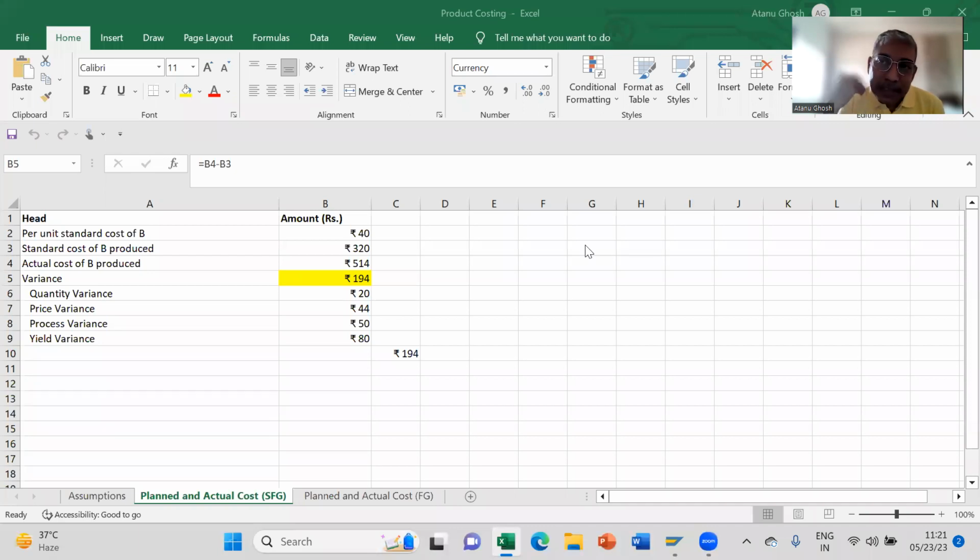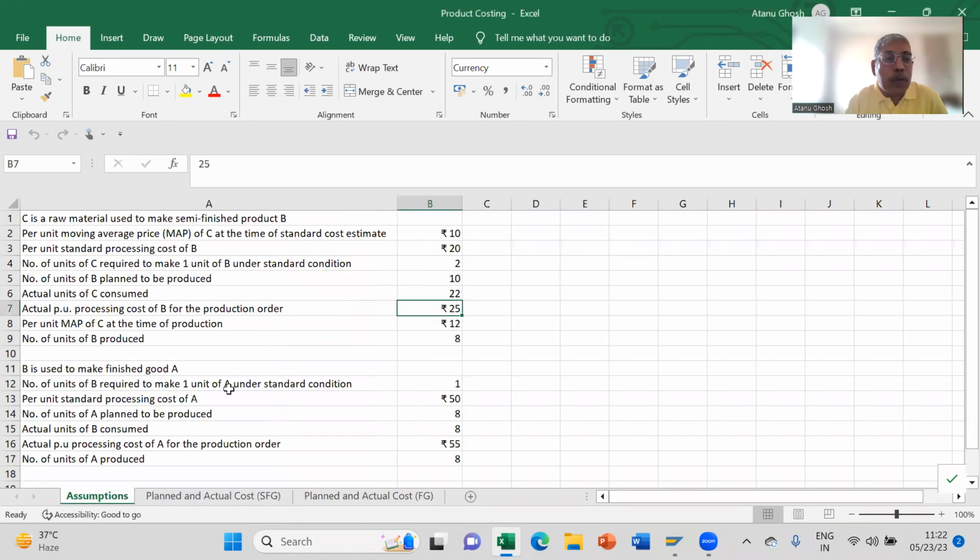Let us now go to the next stage, which is the finished product stage. So A is our finished product, which consumes, for simplicity's sake, only B as an input component. So if you go back to our assumption, just to make things a little more simple, here we have assumed that the number of units of B required to make 1 unit of A is 1. That means if I plan to make 10 units of A, I require 10 units of B.